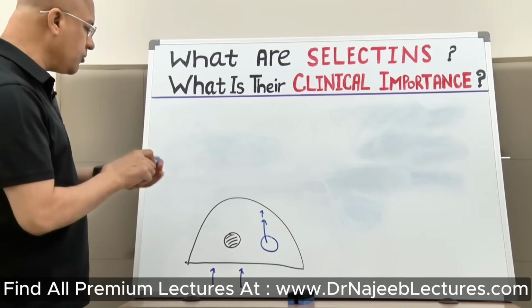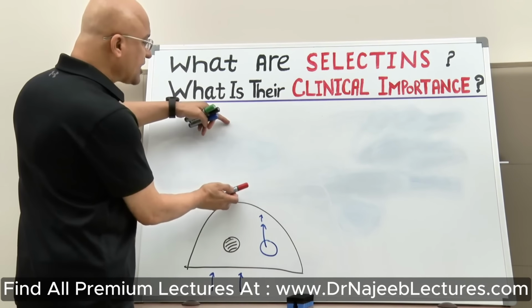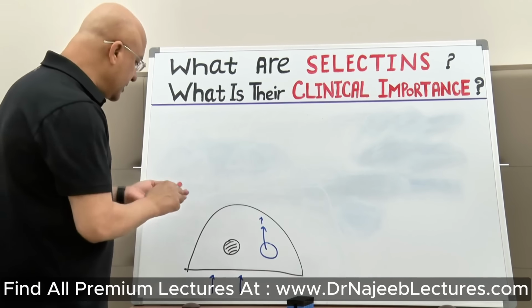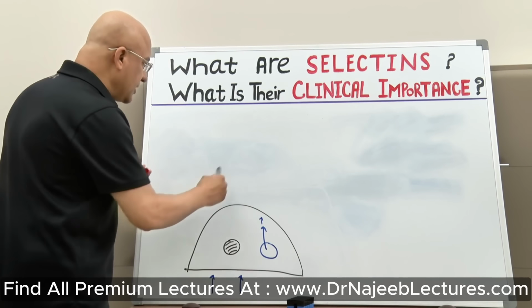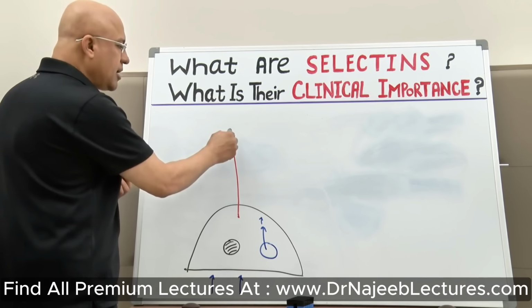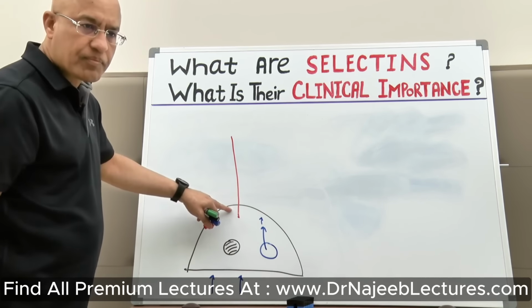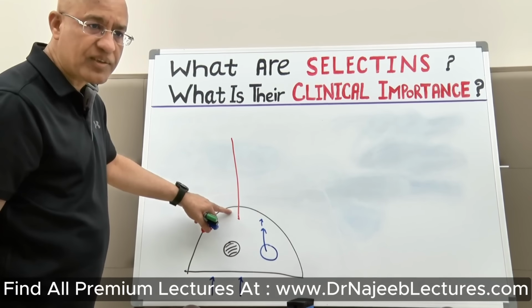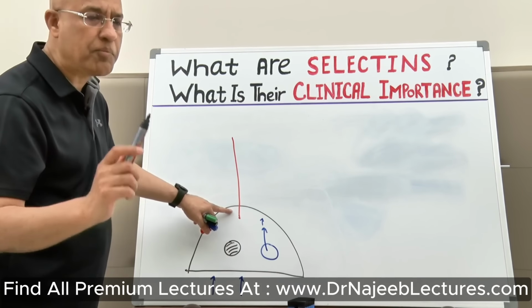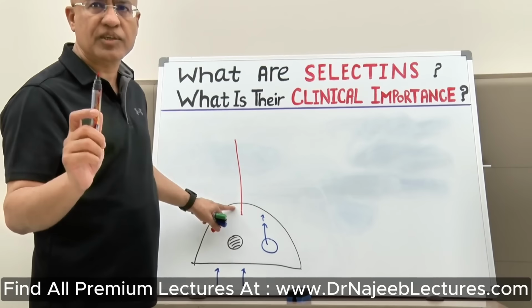Now, what is the structure of P selectin? Basically, P selectin, number one, has a very big extracellular domain, right? Overall, these molecules are single pass. Single pass means as a glycoprotein, they pass one time through the cell membrane. So basically, they are transmembrane molecules, single pass transmembrane molecules, which are structurally glycoproteins.